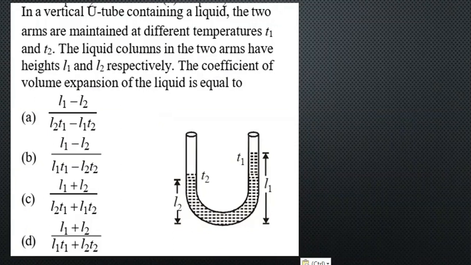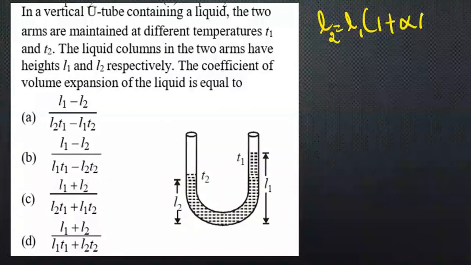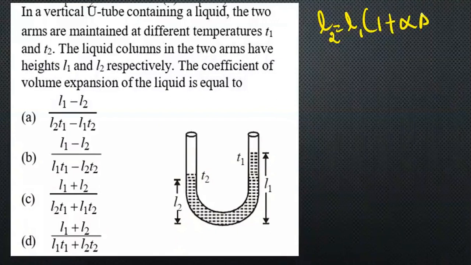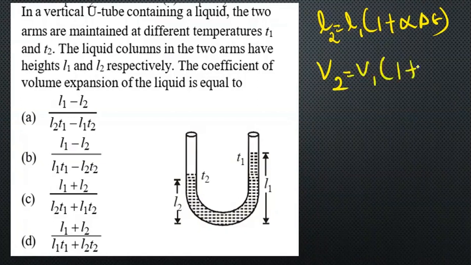To do this question we need a couple of equations. So first equation, let's write down the linear expansion: L2 equals L1 times 1 plus alpha delta theta. But here we need the equation for volume expansion. So let's write down the same equation: V2 equals V1 times 1 plus gamma delta theta. So this is the equation we have to use. So let's get into the diagram first.